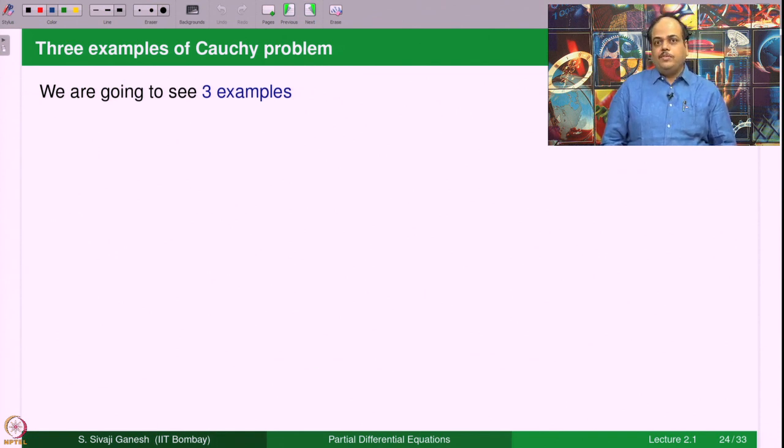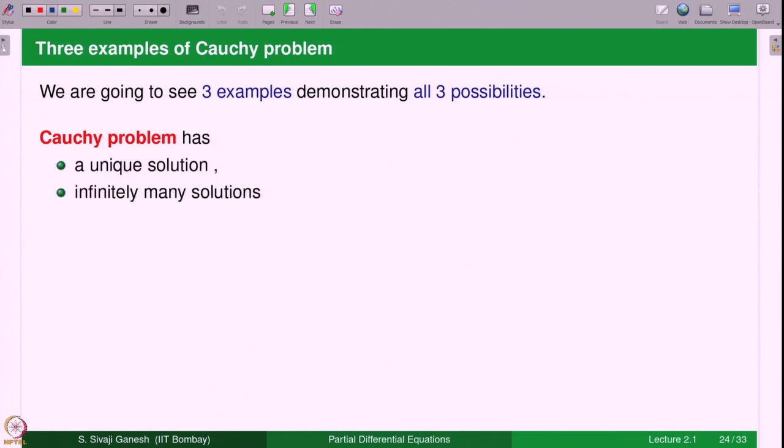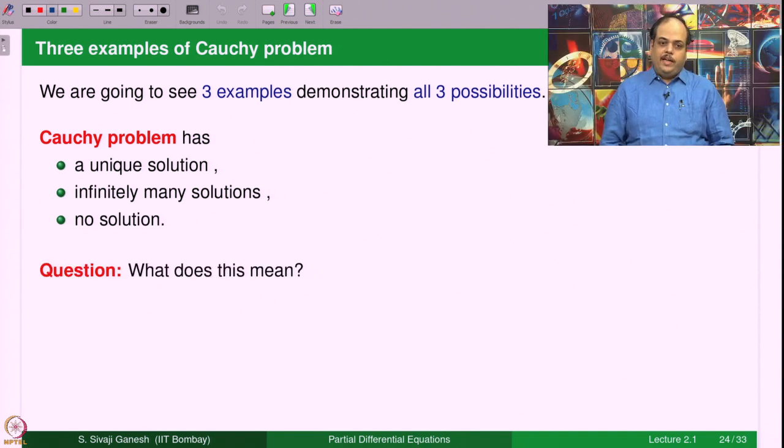The examples we are going to see are of Cauchy problems. In these three examples, which demonstrate all three possibilities. What are the possibilities? You have a unique solution, infinitely many solutions and no solution. Of course, another option is finitely many solutions, which I have not thought about. Let us take that up in a tutorial session.